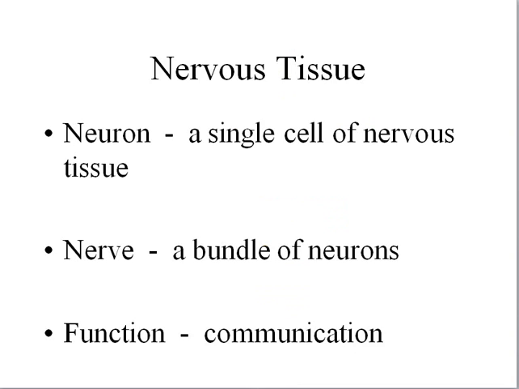Our fourth tissue type is nervous tissue. A neuron is a single cell of nervous tissue. Nerves, in contrast, are composed of several neurons which are going to the same general region of the body. Nervous tissue allows for different parts of your body to rapidly communicate with one another.